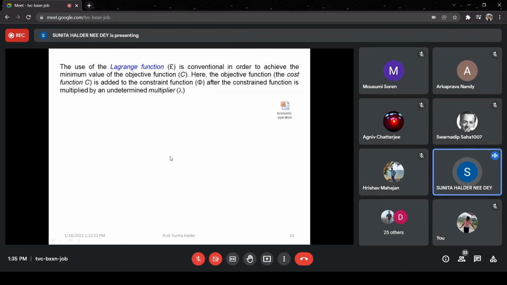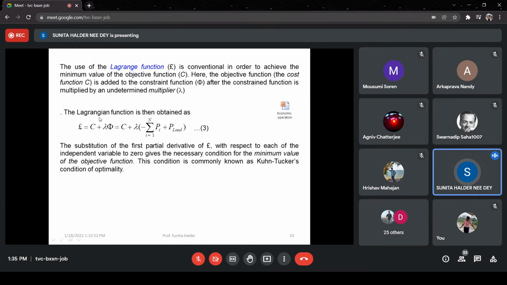So if we write it for the economic load dispatch problem, this is C plus lambda phi. C plus lambda phi is a universal method that can be applicable for any minimization technique. Here we are applying this for cost minimization in the case of economic load dispatch from a power plant.